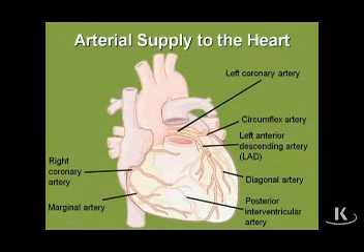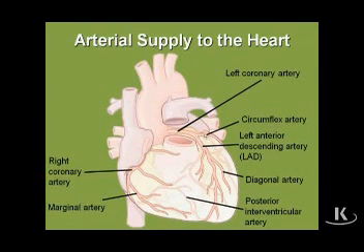dividing into two branches. One branch is the circumflex branch of the left coronary, and that's the artery that enters the coronary sulcus on the left side. And so again, it's sitting in the coronary sulcus between left atrium and left ventricle. Therefore, we know that the circumflex artery is supplying the left atrium and the left ventricle.